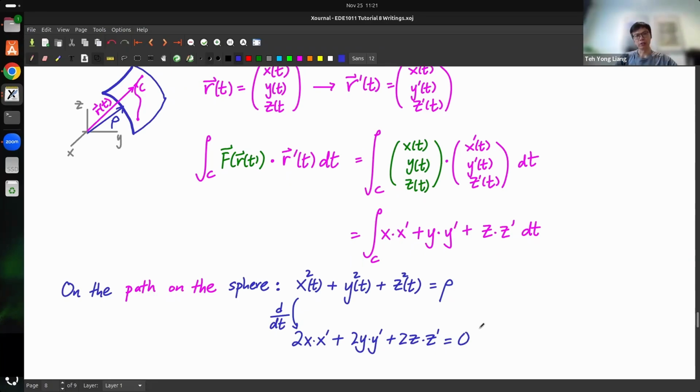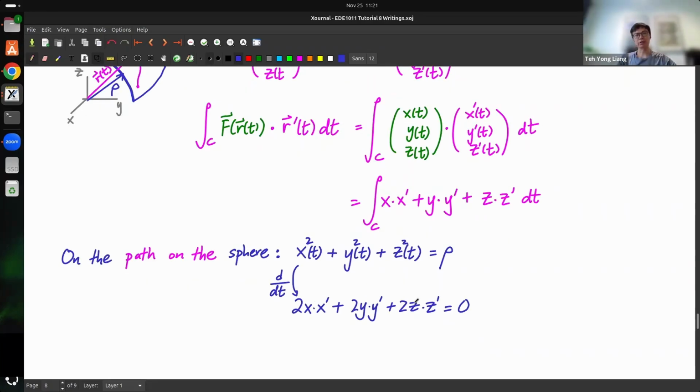Agree? Okay. Wait, notice that, Prof, shouldn't it be rho squared? Sorry, it's rho squared. Thanks. Okay, so this rho squared is a constant. You differentiate, get 0. So now you look at this expression. Actually, divide by 2 throughout, you're going to get this expression. So we just divide by 2, correct or not? So you get x x prime plus y y prime plus z z prime equals 0.